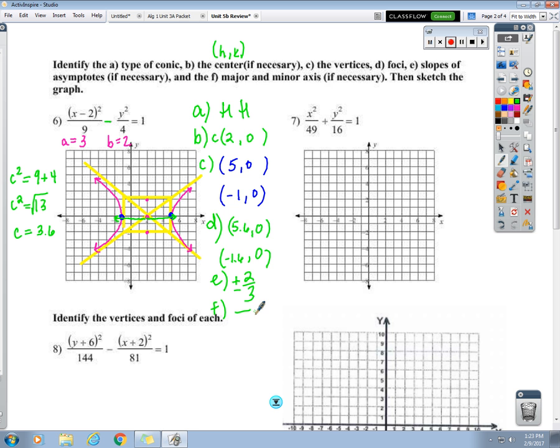Any questions? Okay, now let's try number 7. The first thing they want you to do is identify the type of conic. What type of conic is this? An ellipse. So I'm going to focus in on my 2 ellipse equations.